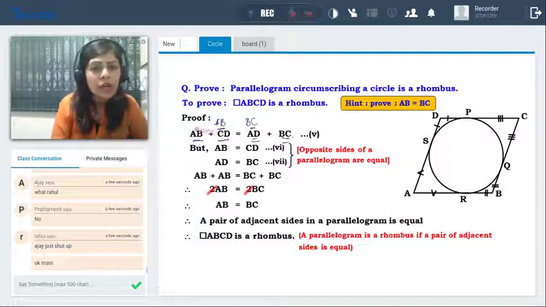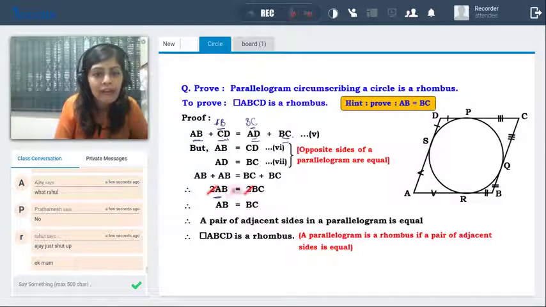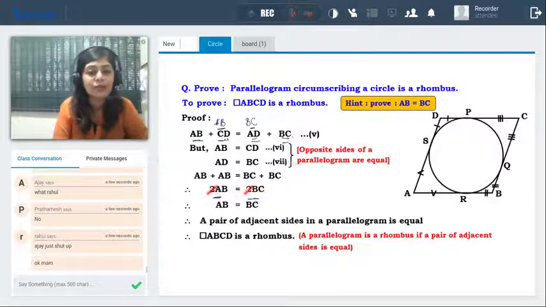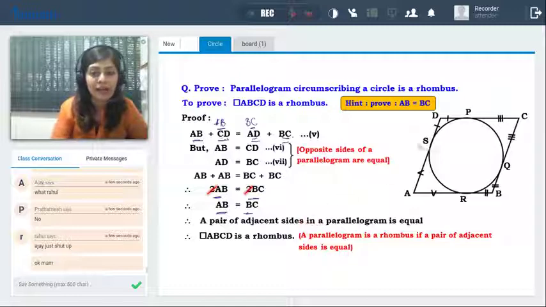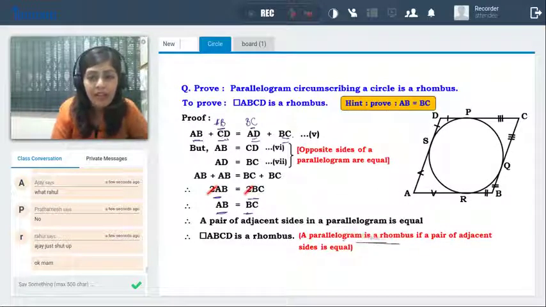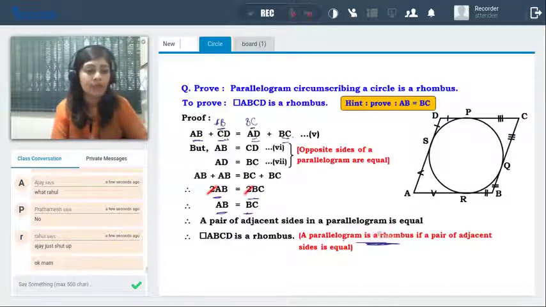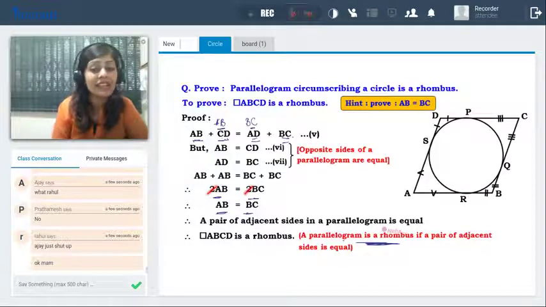Now what is the equation? We have 2AB equal to 2BC. So what do we have? 2AB equal to 2BC. Just cancel those 2's. And what do we have? AB equal to BC. Yes, a pair of adjacent sides in a parallelogram are equal, and if a pair of adjacent sides are equal, a parallelogram automatically becomes a rhombus. Yes, students, is that understood?